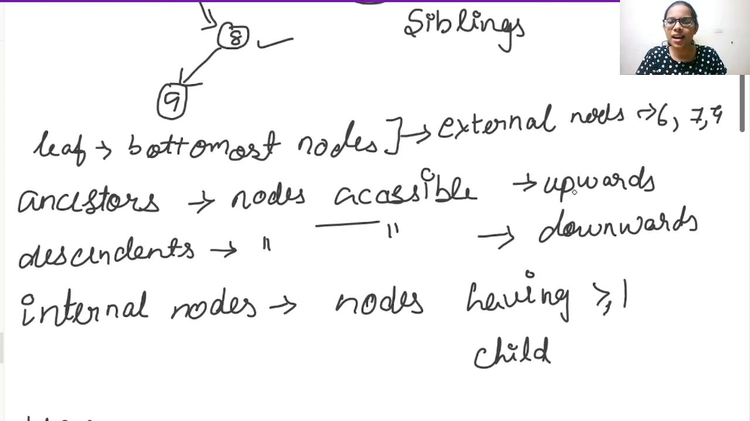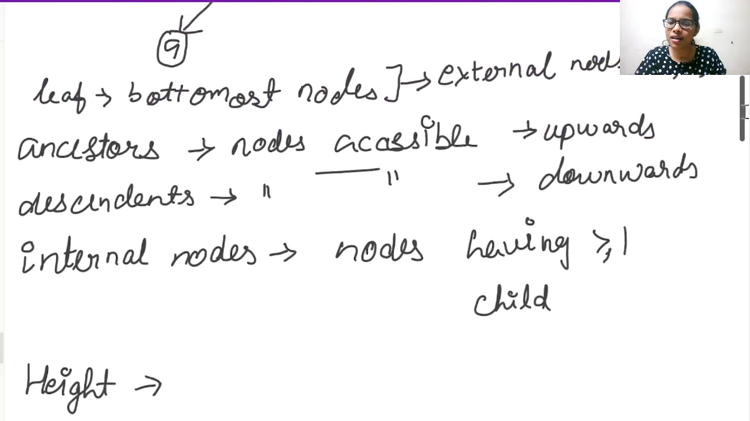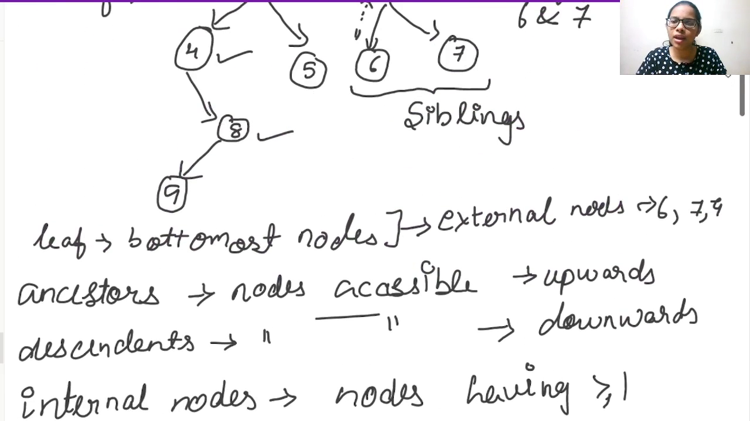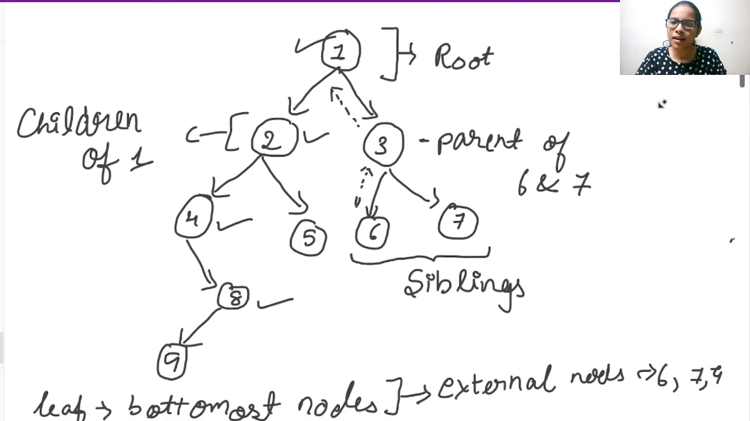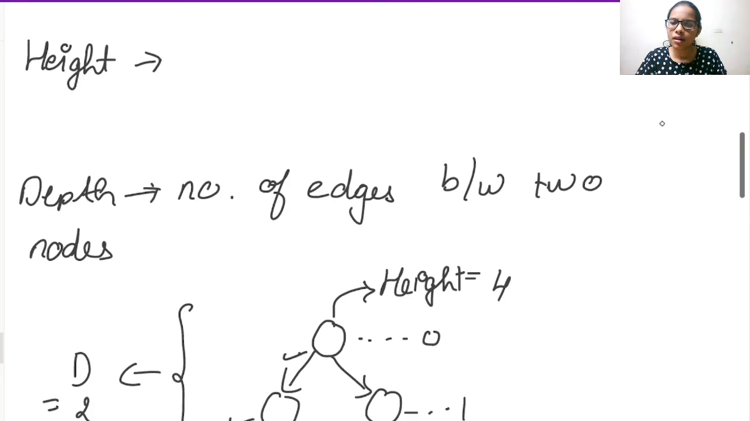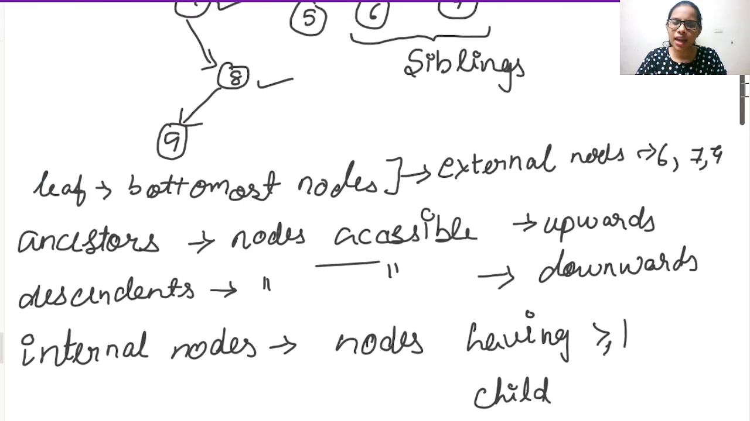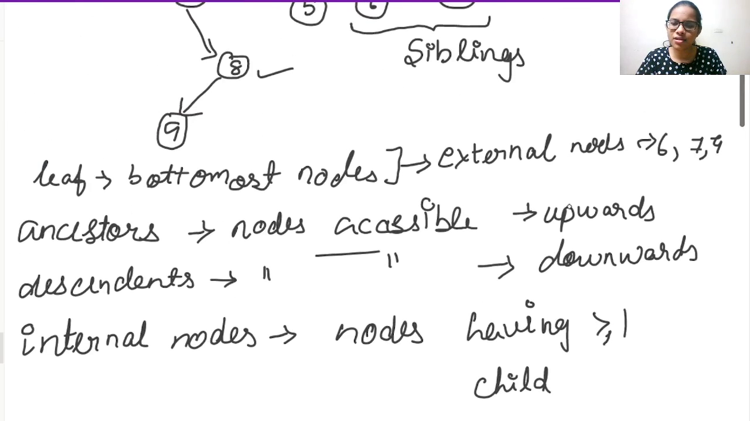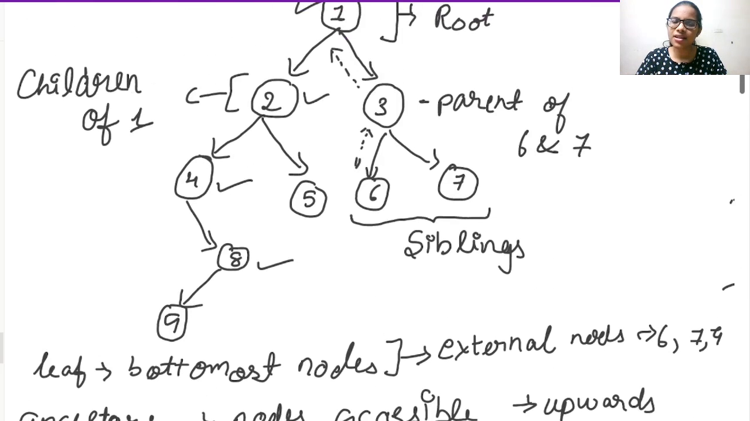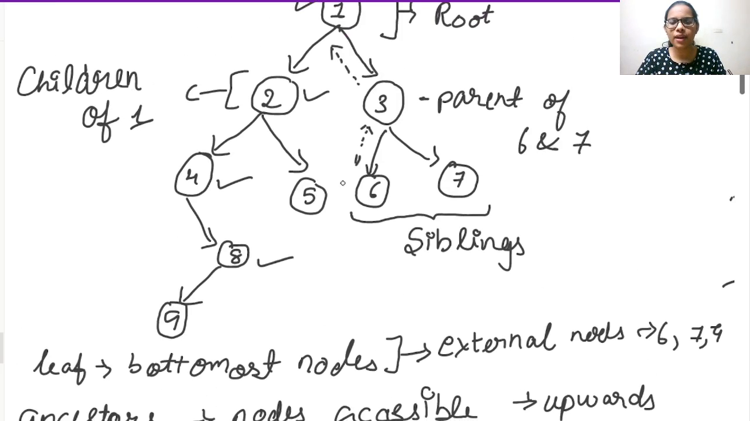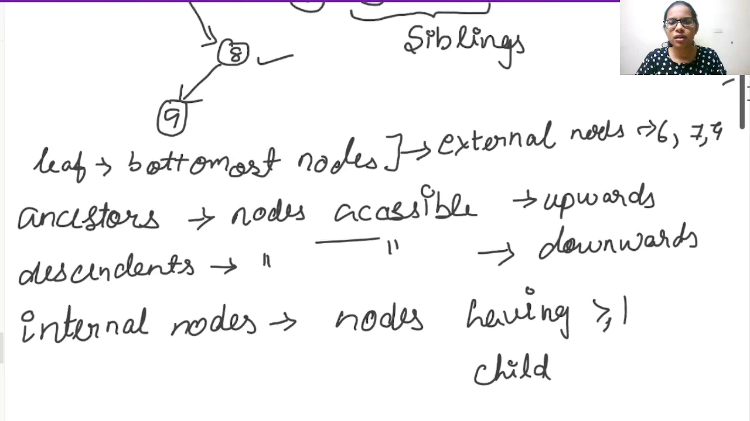Now ancestors are the nodes that are accessible when we traverse upwards from a node. So the ancestors of 6 are 3 and 1. And over here we have descendants. Descendants are found out by traversing downwards from a particular node. So descendants of 2 are 4, 5, 8 and 9. Over here you see 4, 5, 8 and 9, the descendants of node 2.